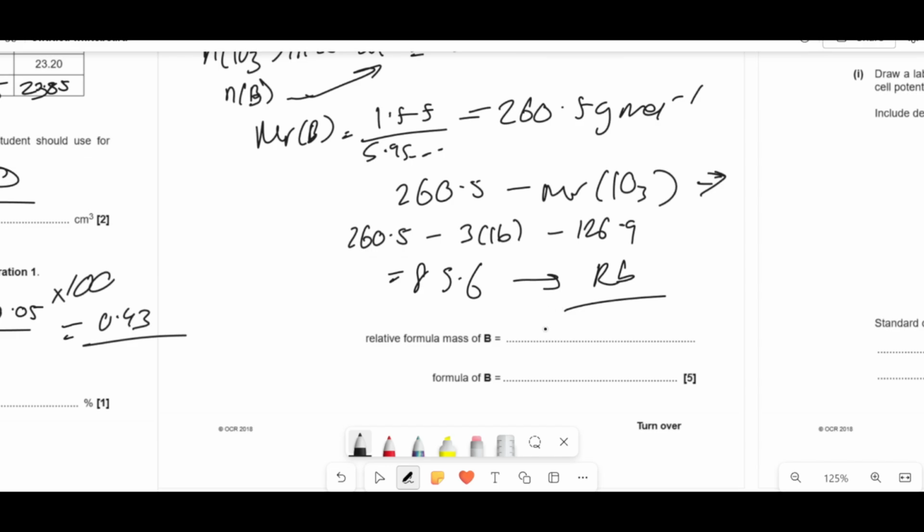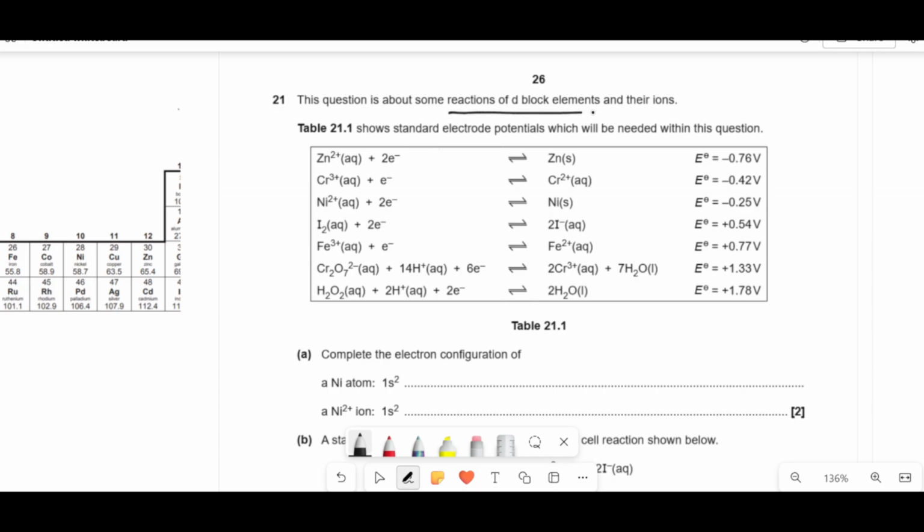So the relative mass of B was 260.5, and the formula is going to be RbIO3. You can't just put rubidium, you need to say what the actual formula of this thing is. This question's about some of the reactions of D-block elements and their ions, and here are the standard electrode potentials.